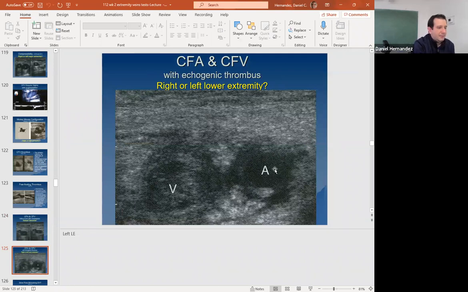So again, this is common femoral vein and artery now. So veins are going to be more medial. So this is going to be the left leg. We're in transverse. This is our notch. Notch is pointing medial in this case. So we can tell that this is the left leg.